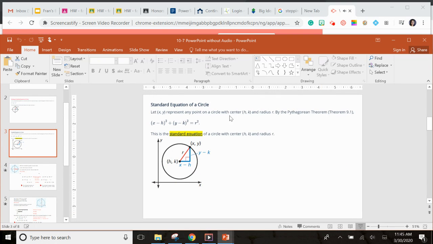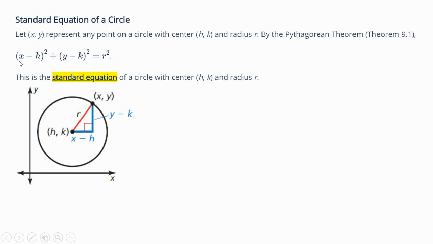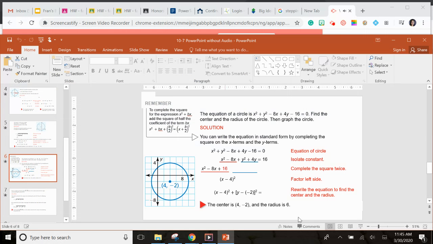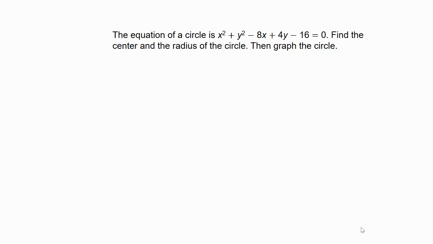So to remind you, we want to take this equation and we want it to look like this. So we're trying to take that equation and turn it into this, which is going to require us to complete the square twice. So let's go back to our example.